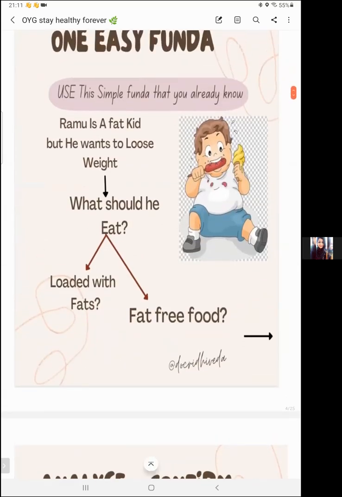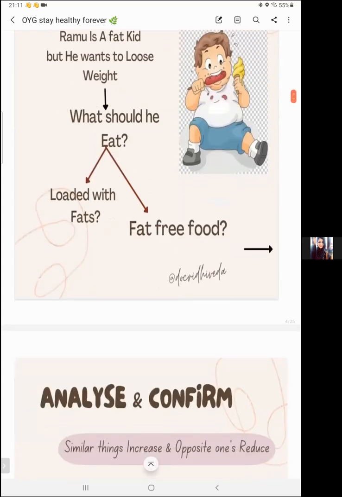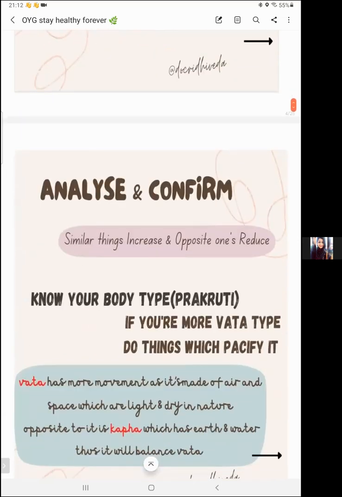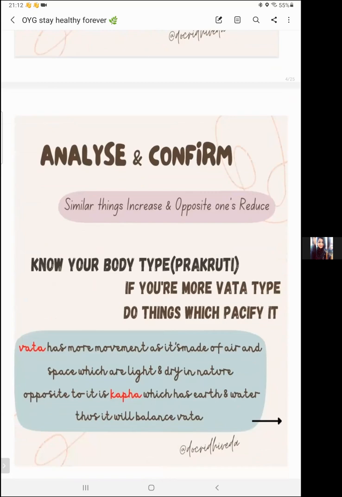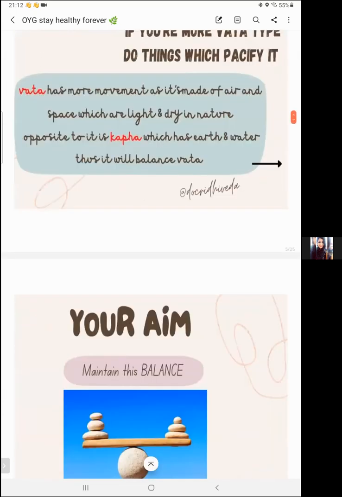So, okay, this is one simple thing. That is to explain the samanya. I have just given an example that Ramu is a fat kid, but he wants to lose weight. So if he wants to lose weight, what should he do? Should he eat food that is already loaded with fat, or should he have fat-free food? You tell me. Obviously he should have fat-free food, right? He wants to lose his weight, so he cannot have fat-loaded food, so he has to eat fat-free food accordingly. That's how you analyze and you see that if you are a vata prakriti person, you do things that pacify your vata.